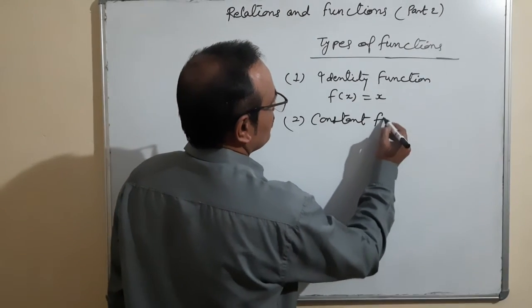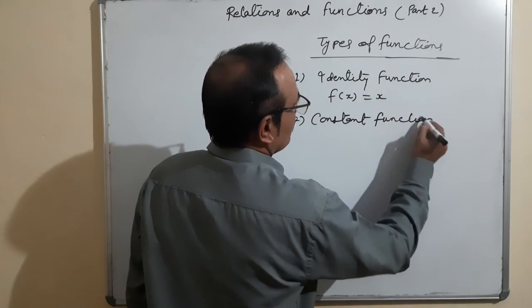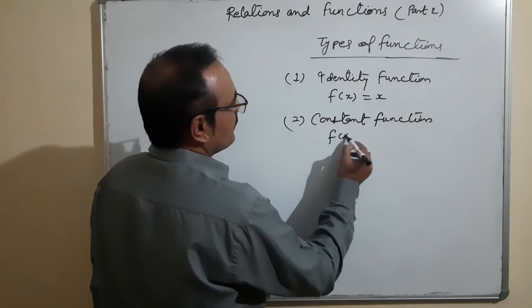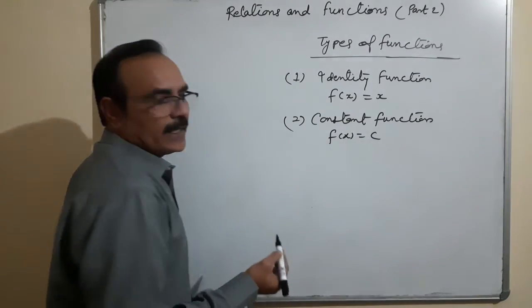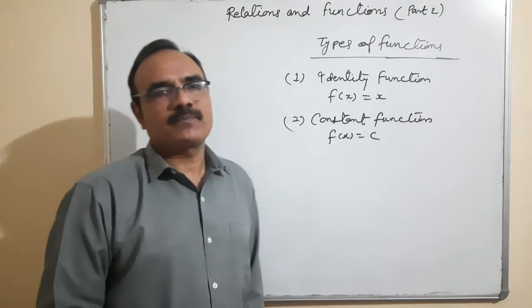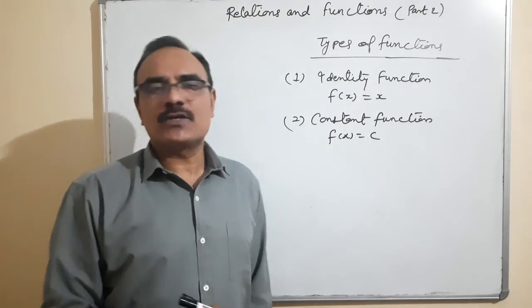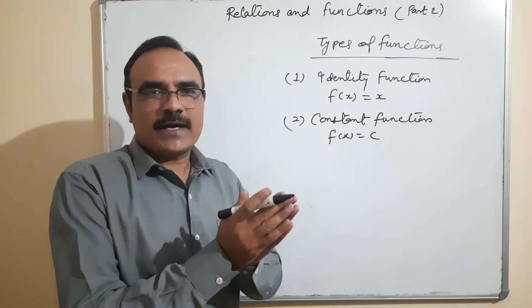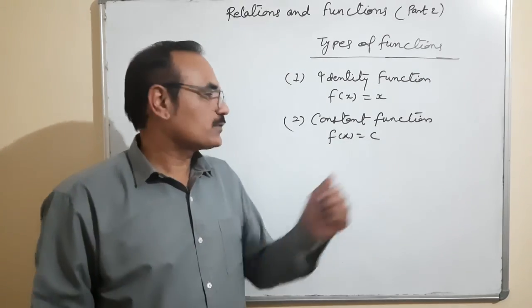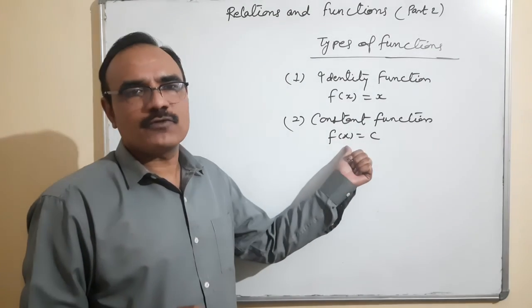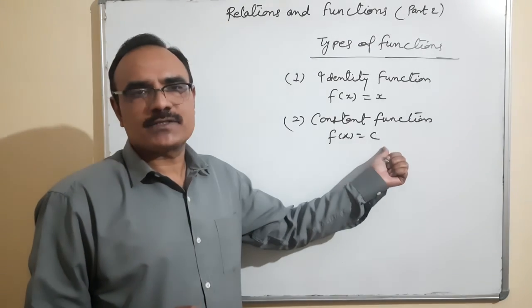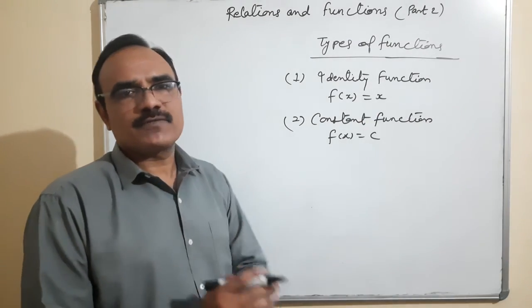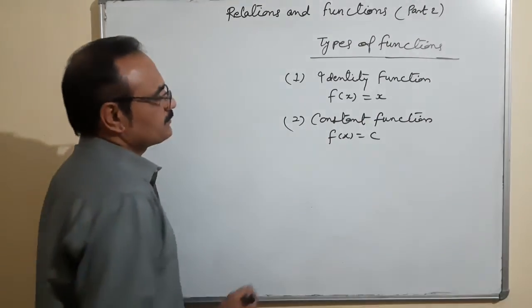Constant function. What does it mean? f(x) = c or k, any constant. It's a constant function, so it will be a line parallel to the x-axis. For example, f(x) = 4. The value of x is 1, 2, 3, 4, 5, but the value of y remains constant. So this is the function parallel to the x-axis.